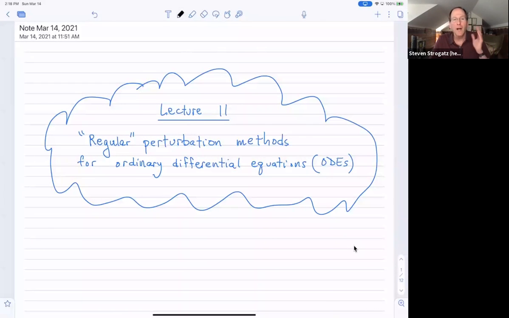All right, so I want to start with sort of the vanilla version of perturbation methods. These go by the name of regular perturbation theory. And we'll see what's regular about them in the course of our work here. But I thought maybe the clearest way in is to just do a concrete example. All right, so let's start with example 1.